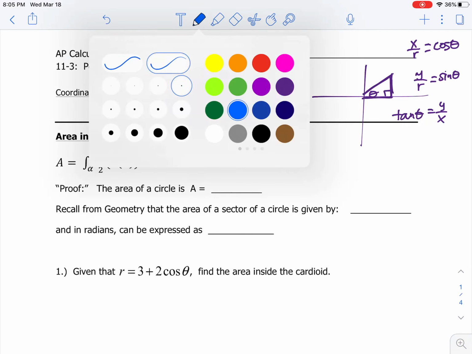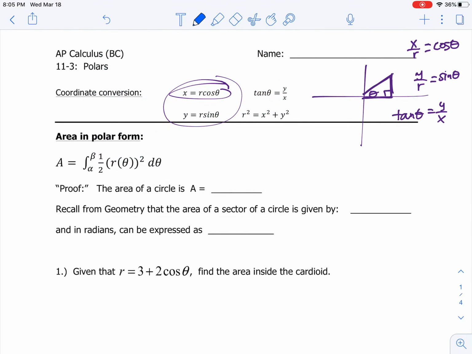All right, then we think about area in polar form. This is the formula that you're going to need to use, and I want to show you why that formula is true, but you don't necessarily need to be able to prove it again. You're just going to use it. So the integral from alpha to beta, that could just be a to b, but you know we're in polar, so we use some fancy Greek letters. 1/2 r of theta squared d theta.